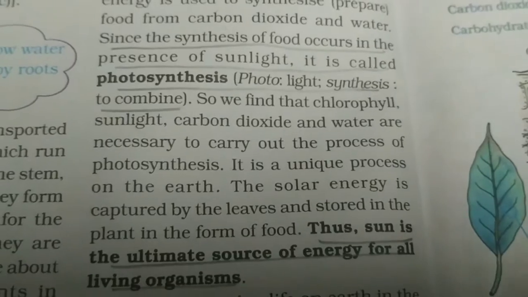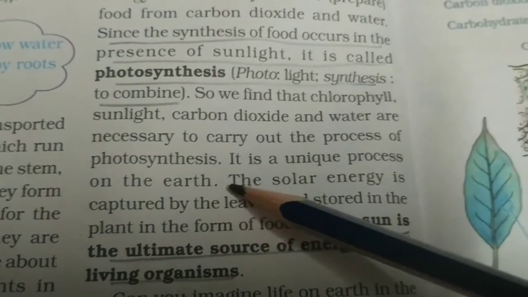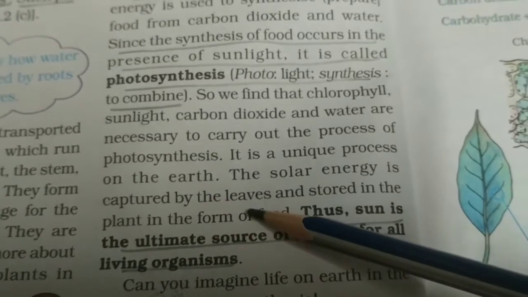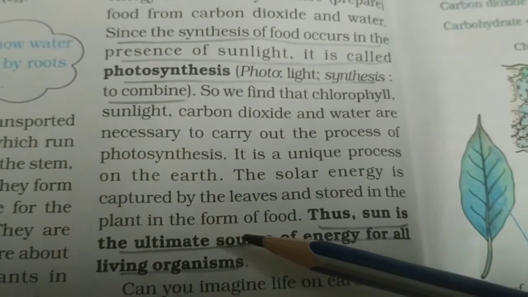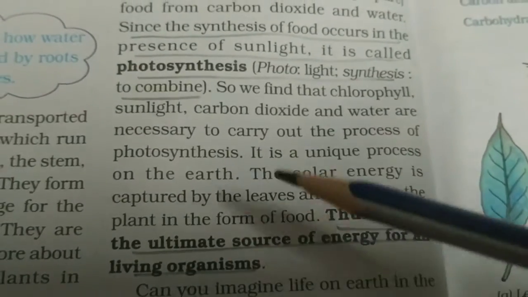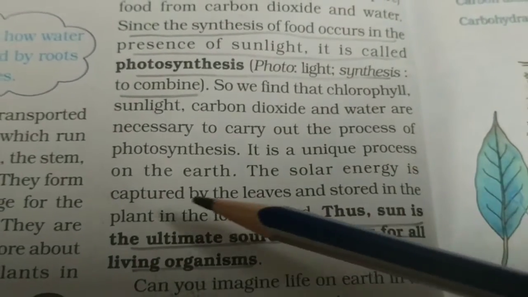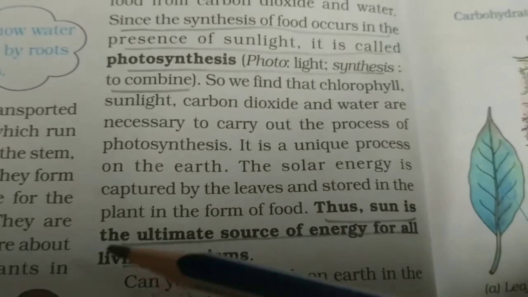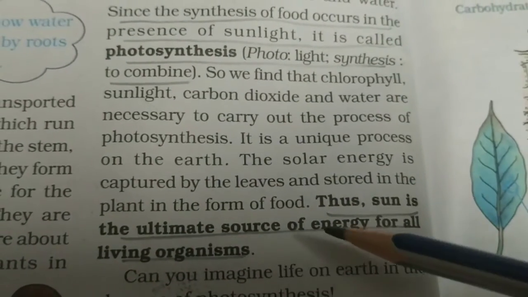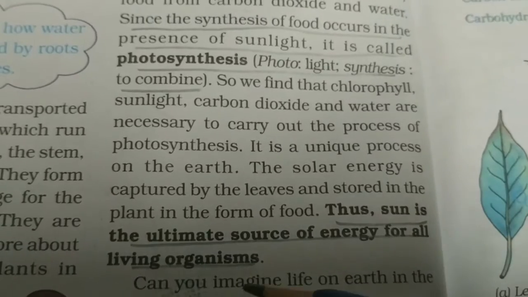So photosynthesis is a unique process on the earth. The solar energy is captured by the leaves and stored in the plant in the form of food. So the solar energy is nothing but the sunlight. The energy of the sunlight is captured by the leaves and stored in the plant in the form of food. Okay. So thus sun is the ultimate source of energy for all living organisms.